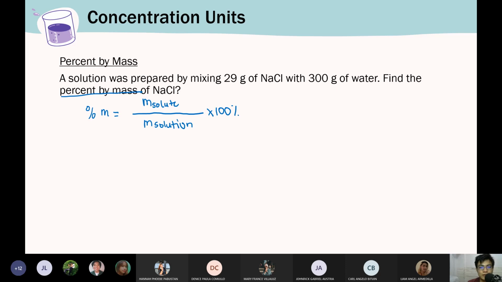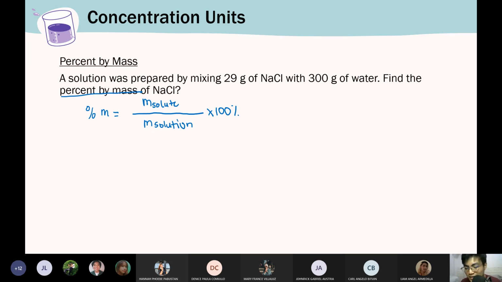And now, the question is, sino yung solute dyan? Is it NaCl or water? Okay? Sino yung solute natin? NaCl po. NaCl. Bakit sa NaCl? Kasi konti lang yung amount niya. Okay? Si Patricia agreed din na NaCl yung ating solute. Okay? Kung sino yung pinakaonte, siya na yun.